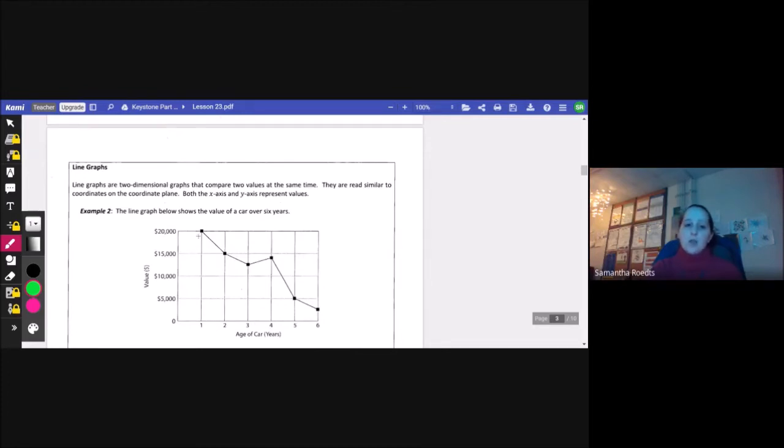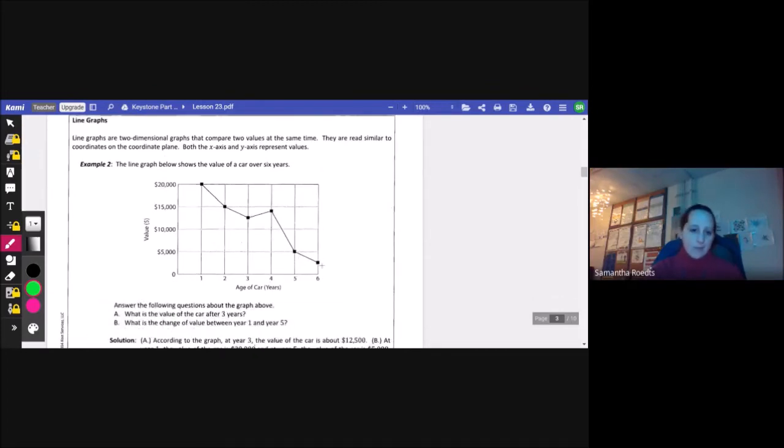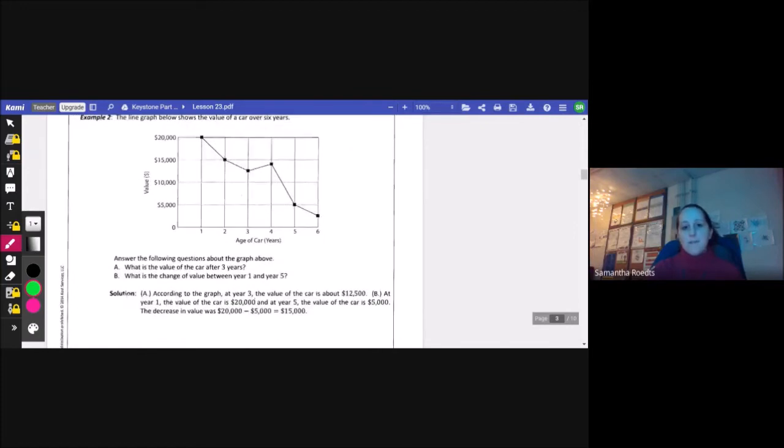So at 1 year, it's 20,000. At 2 years, it's 15,000. At 3 years, it's about 12,000-ish. At 4 years, it's about 10,000. At 5 years, it's about 5,000. And at 6 years, it's below 5,000, so about 3,000, somewhere in there.